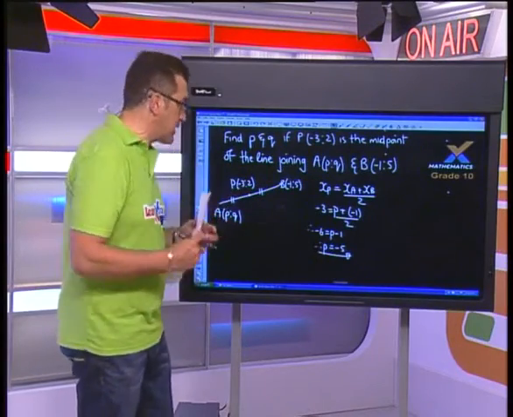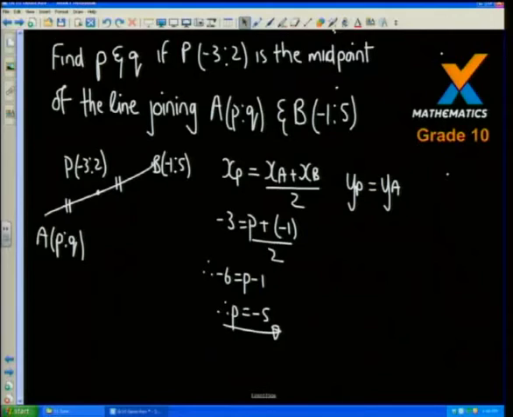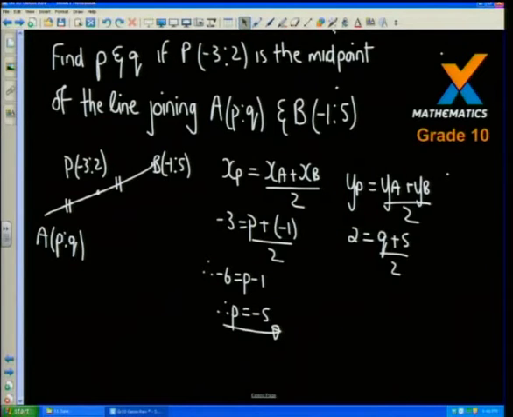So the same thing is going to apply for the y values. The y of P is the y of A plus the y of B, which is halved. Now the y coordinate of point P is 2. 2 is therefore equal to q plus 5 divided by the 2 at the bottom, and the procedure is exactly the same. Get rid of the fraction by multiplying both sides with 2. You get 4 is equal to q plus 5. Gooi the 5 over, therefore q is going to be -1.